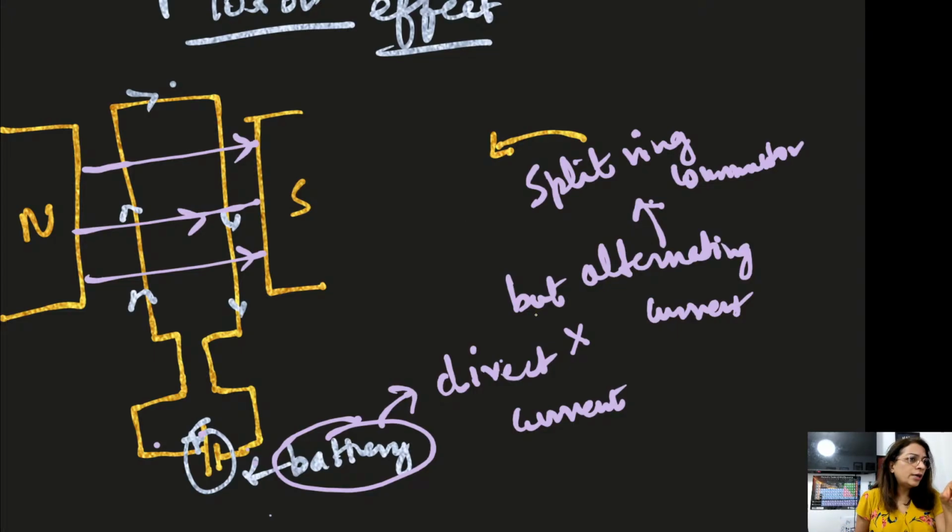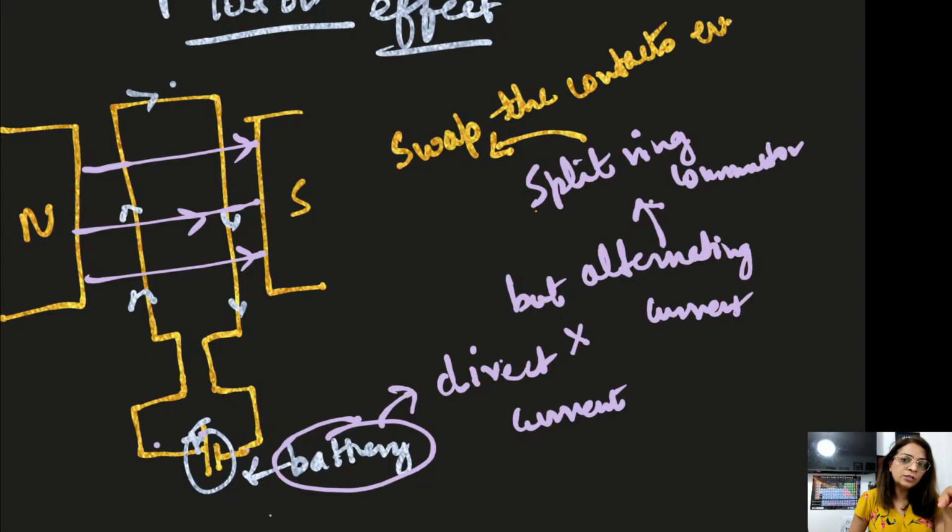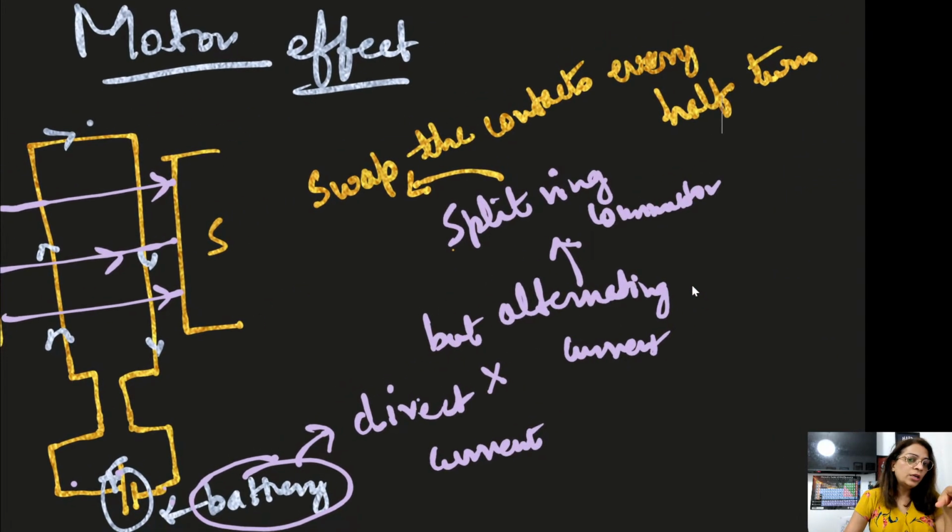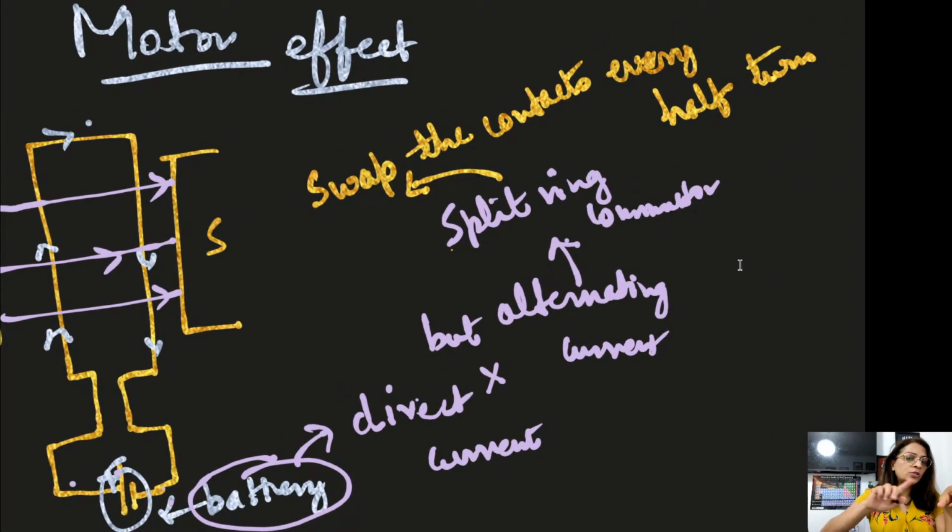Very good. It swaps the contacts, right? You need the same key terms. Swap the contacts every half turn. Every, every half turn. You have to say this to gain the mark. Split ring commutator, swap the contact every half turn. At this moment of time, how, why, don't worry, memorize it.